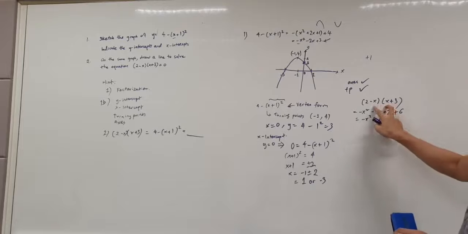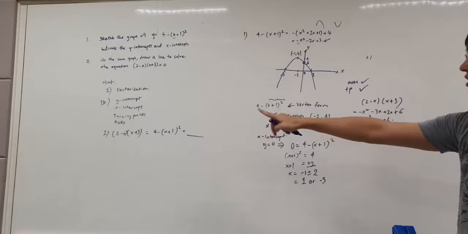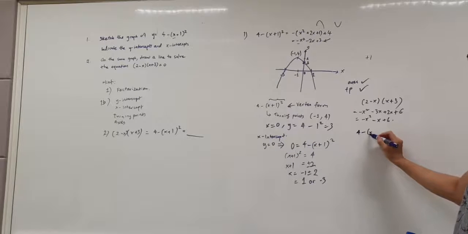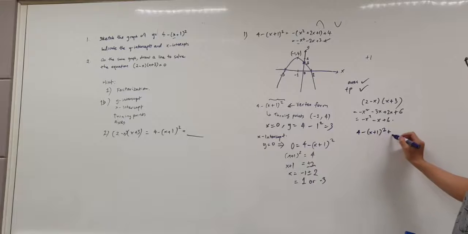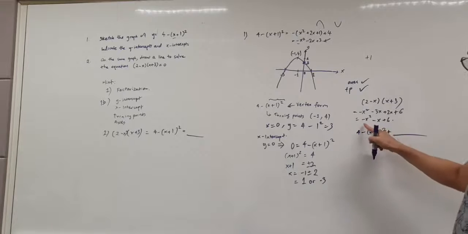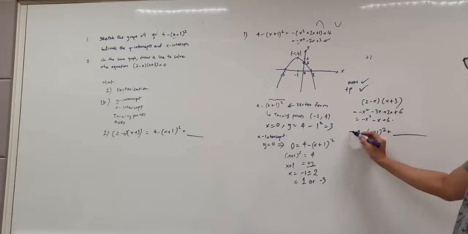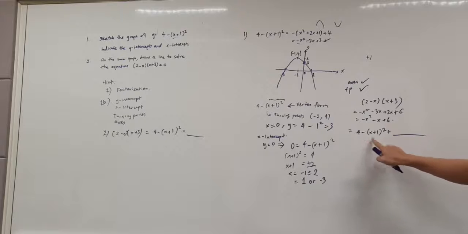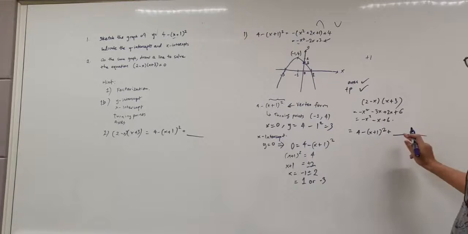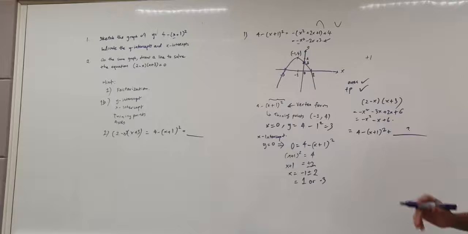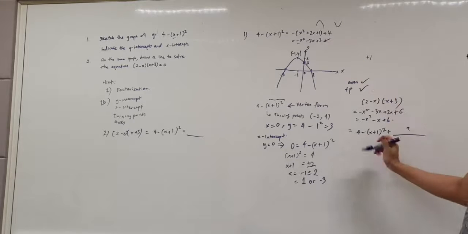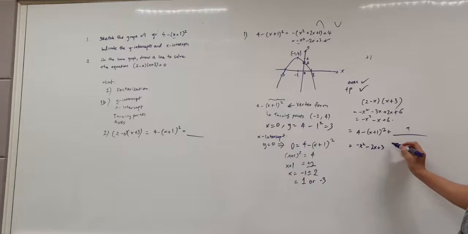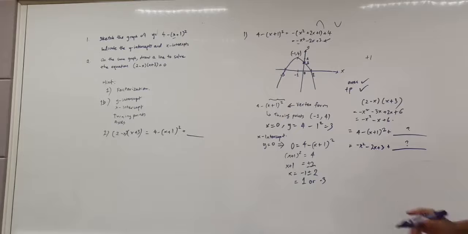We just need to express this in the form of this expression over here, which is 4 minus x plus 1 squared plus something. So minus x squared minus x plus 6 is equal to 4 minus x plus 1 squared plus something. So we have to fill in this something. Okay, let's just copy this down here. This is negative x squared minus 2x plus 3. So we have to plus something. Well, what is this something?